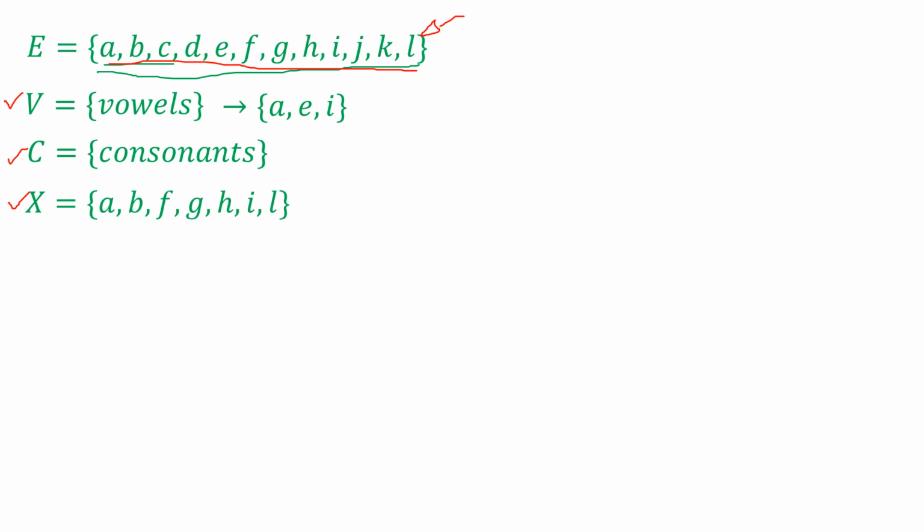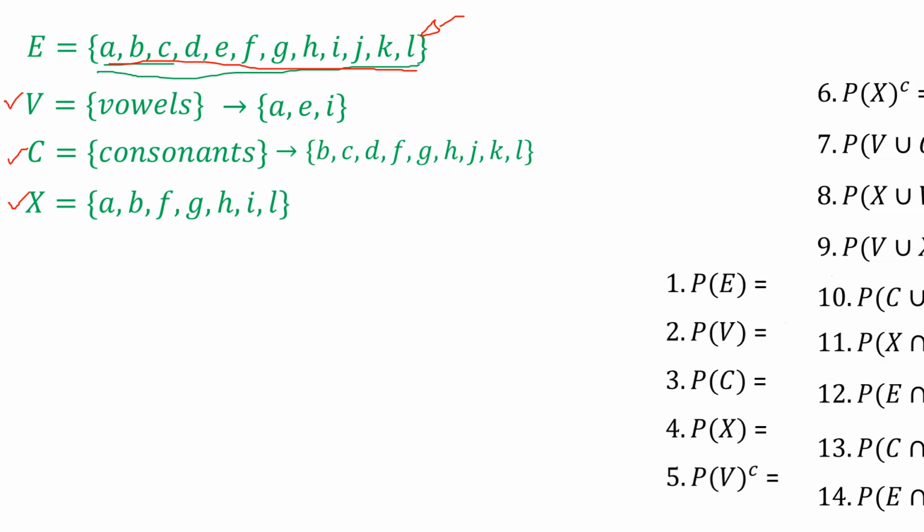For set C, we do have the consonants. Again, we are only going to write down all of the consonants that are present on our universal set, which is set E. And these are the letters B, C, D, F, G, H, J, K, L. And for our set X, we do have A, B, F, G, H, I, L. So let us now start dealing with the probabilities.